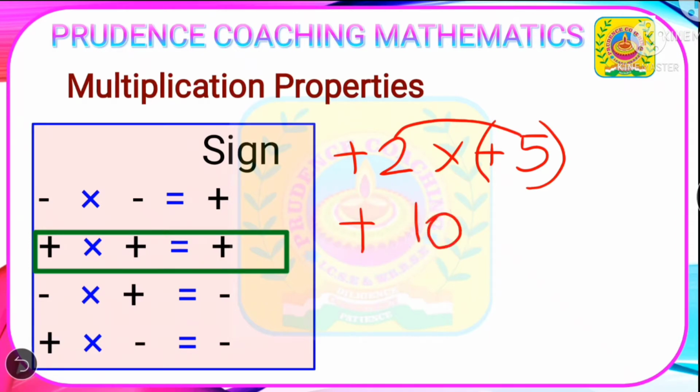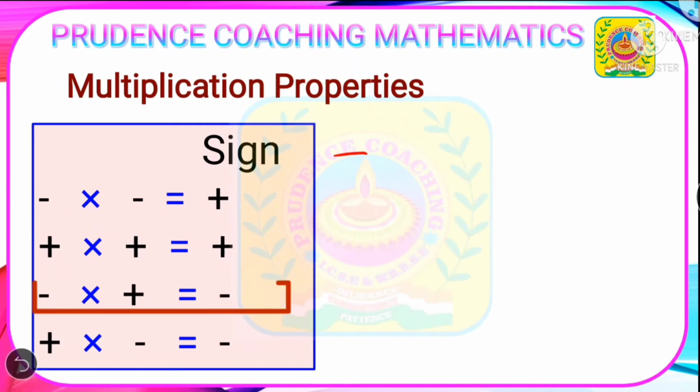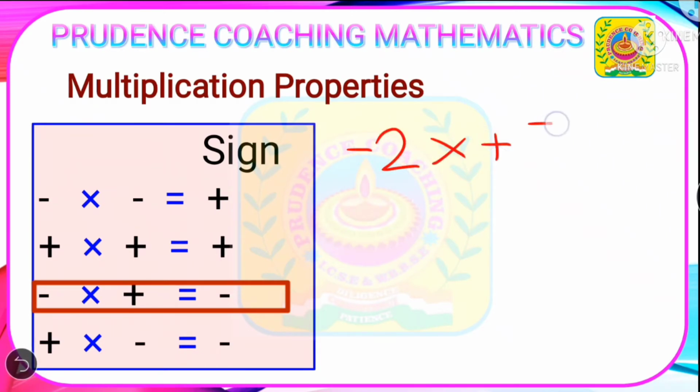So here also we are getting plus 10. Next one, as you can see, minus into plus will give you a negative sign. So here minus 2 into plus 5. So here the sign will be negative and the answer will be 5 into 2, that is 10. So this is the answer.